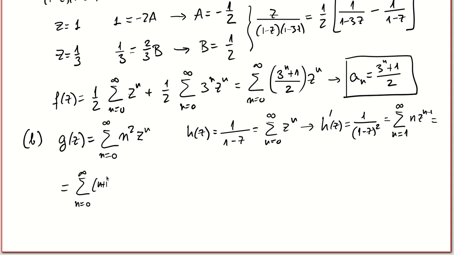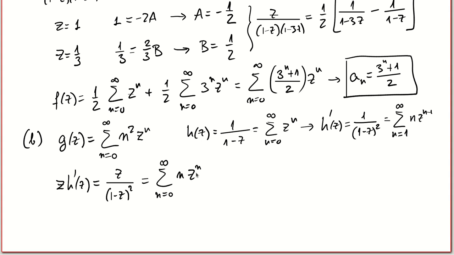We could rewrite this expression by increasing this index by 1 and decreasing this one, n plus 1. Well, actually, no, we're not going to do this. What we're going to do is the following. So we have this expression, okay? And we're going to multiply just by z, right? So multiply this by z. What you get, on the one hand, is z over (1 minus z) squared, right? And on the other hand, you get the sum from 0 to infinity of n times z to the n, okay?